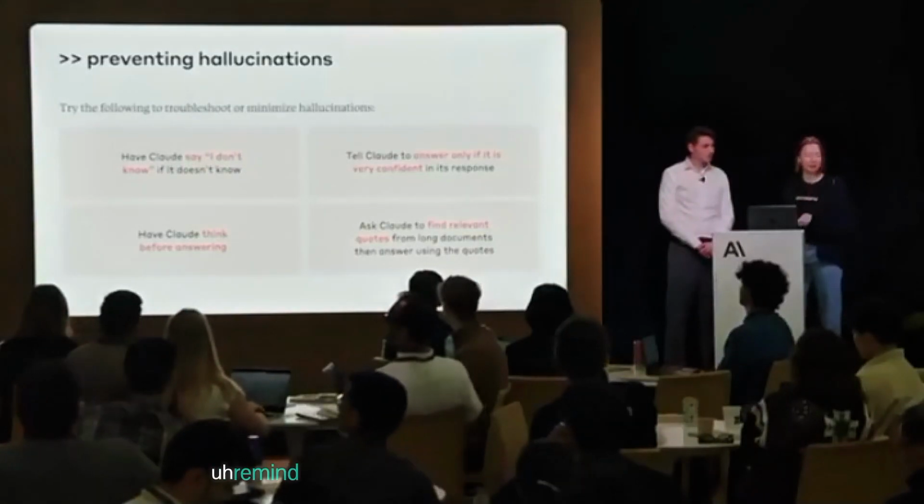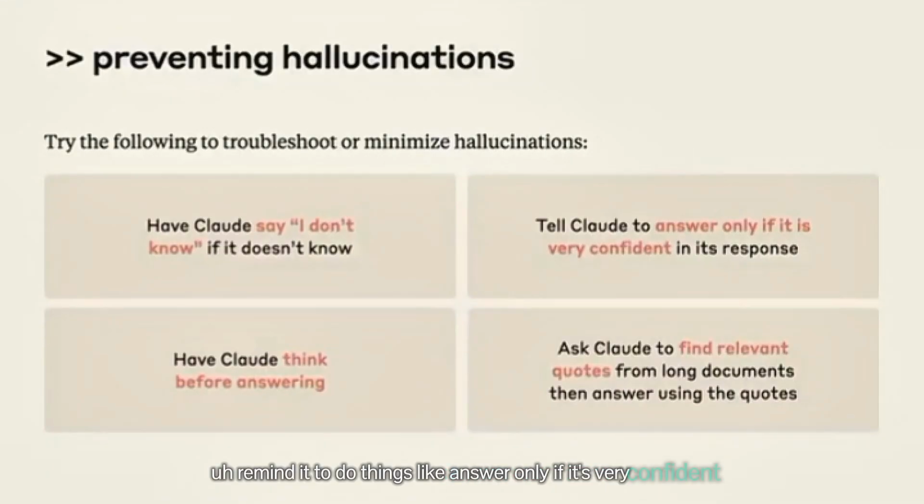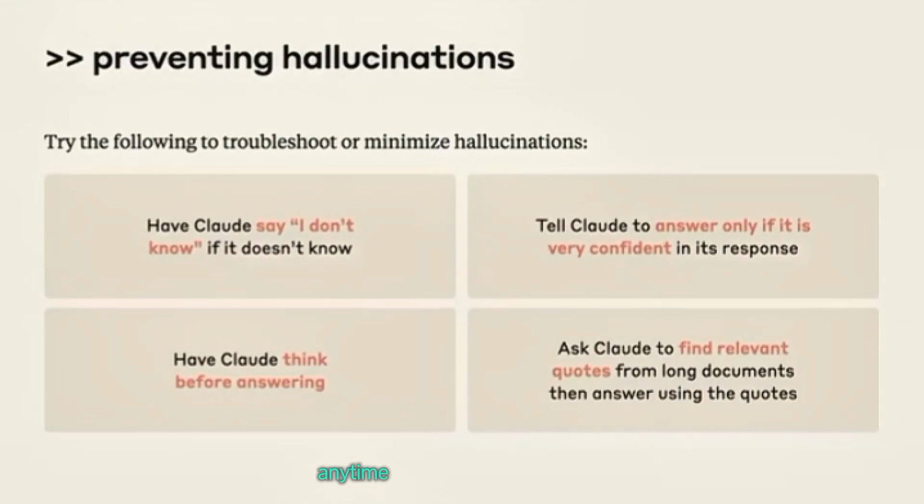Remind it to do things like answer only if it's very confident. We could even ask it to refer back to what it has seen in the form anytime it's making a factual claim. So if it wants to say vehicle B turned right, it should say, I know this based on the fact that box 2 is clearly checked, or whatever it might be. We can give Claude some guidelines about that.